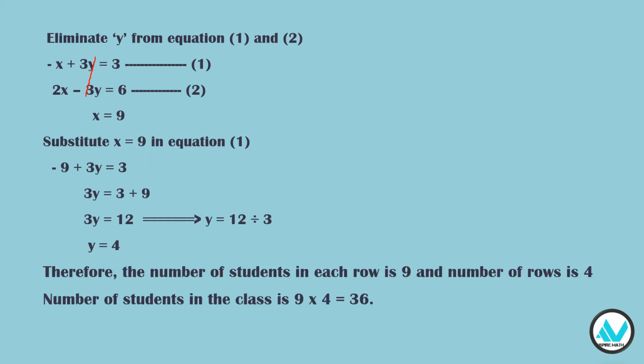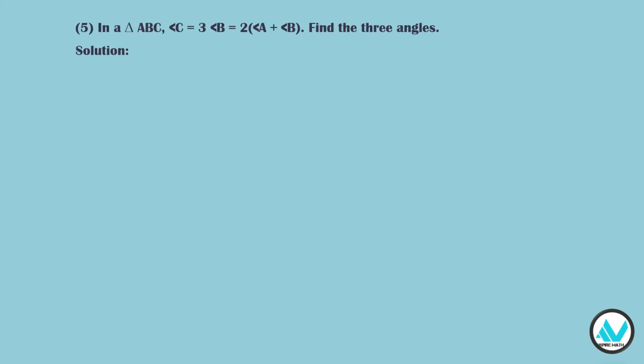Now therefore the number of students in each row is 9 and the number of rows is 4. Therefore the total number of students in the class is nothing but xy, which is 9 into 4, which is equal to 36. Now let us move on to the fifth question. In a triangle ABC, angle C equal to 3 times angle B, which is equal to 2 times angle A plus angle B. Find the 3 angles.